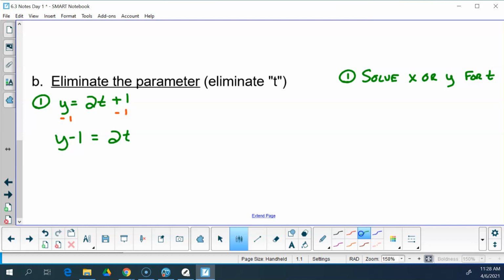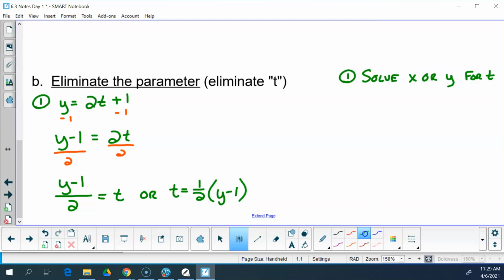Then divide both sides by 2. That's going to give me y minus 1 over 2 is equal to t, or t is equal to 1/2 times the quantity y minus 1. Either one of those works. That's step number 1.